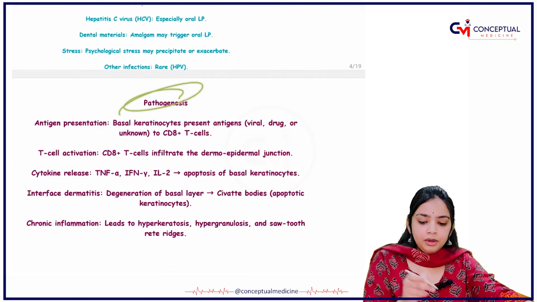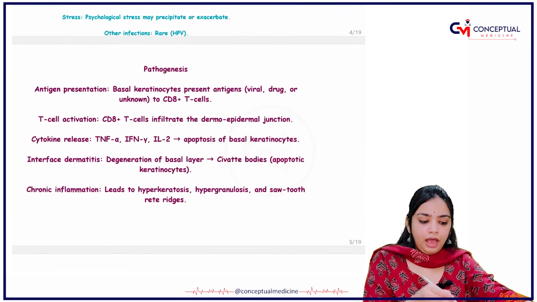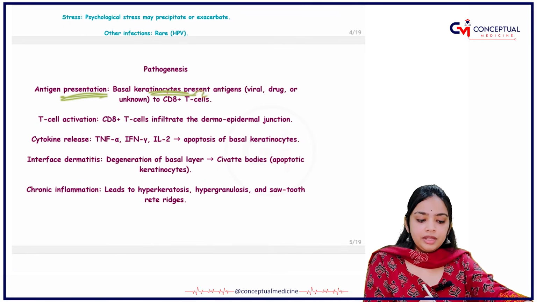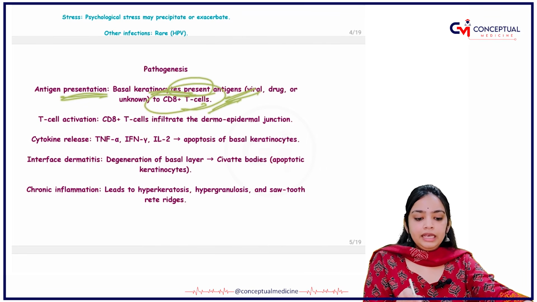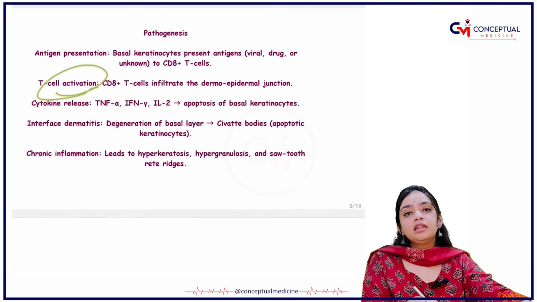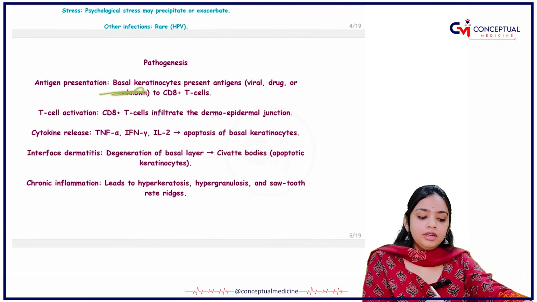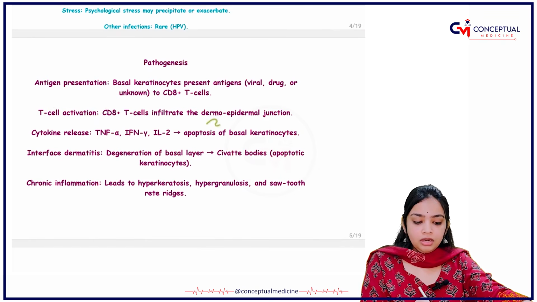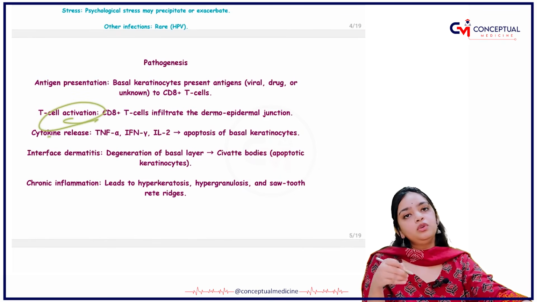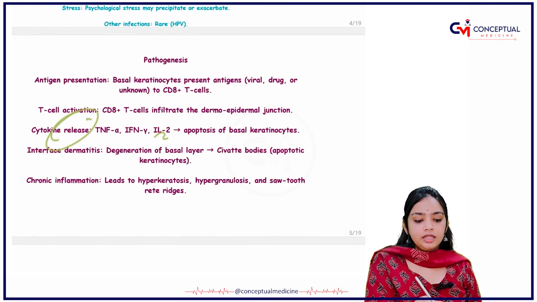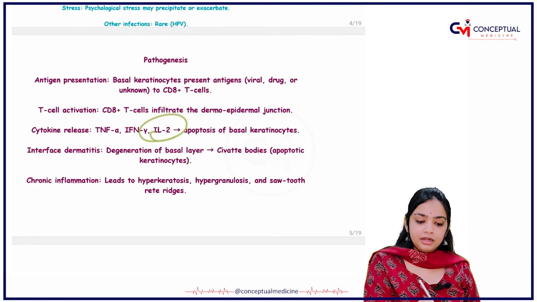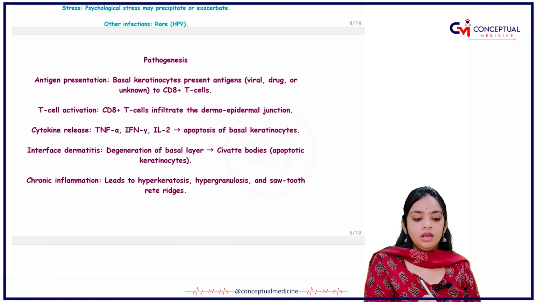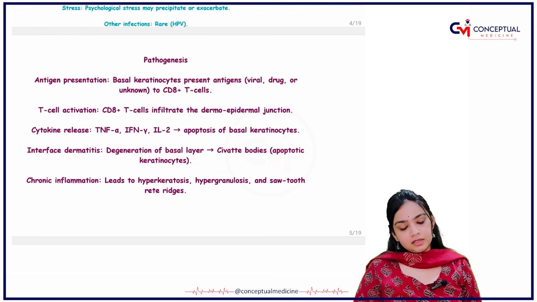Okay, next is about the pathogenesis. So in the pathogenesis, what happens is there is antigen presentation. The basal keratinocytes present antigen to the CD8 T-cells. Okay, then there is T-cell activation. After the recognition, there is T-cell activation, and after the T-cell activation, there is cytokine release, right? There is cytokine release and it has TNF-alpha, interferon gamma, and interleukin 2, sorry. Then you have the interface dermatitis. It is basically the degeneration of the basal layer.